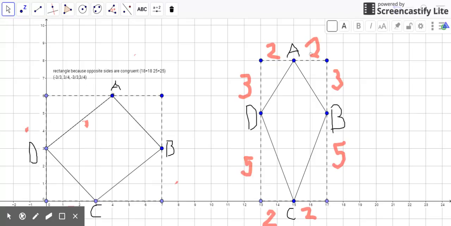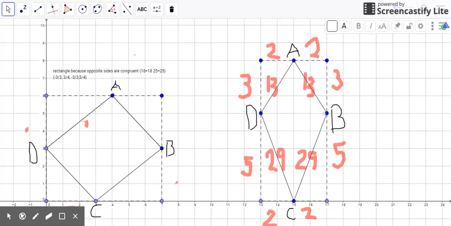Like we did before, A to B, 2 squared plus 3 squared would be 4 plus 9, which would equal 13. That's the same for this because it has the same numbers. Then 5 squared plus 2 squared, which would be 25 plus 4, which would be 29. So we know it has 2 sets of congruent lines.